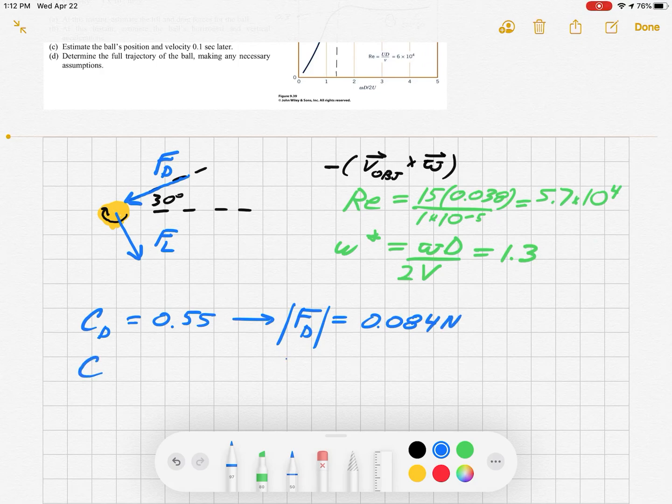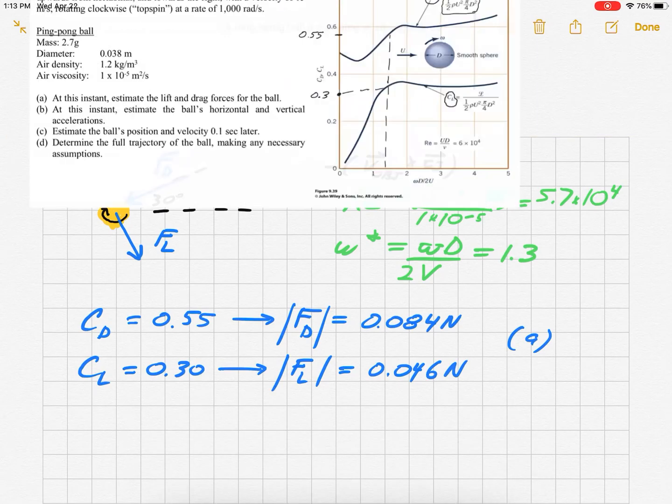And similarly for the lift force, we had a coefficient of about 0.3. I think it could be argued that it could be a little bit higher than that. The magnitude of the lift force is going to be 0.046 newtons. Okay, so those are the magnitudes. Now we need to actually link that to the trajectory of the ping pong ball and its acceleration and its velocity, etc. Okay, so that is the question for letter A.